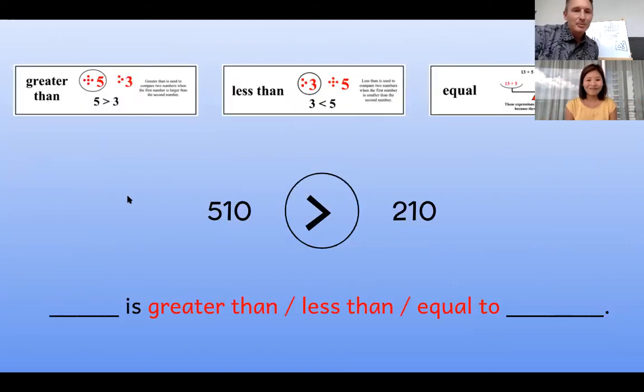Here are some more examples. When we look at these numbers with greater than, less than, and equal to, it's just like reading a book from the left side to the right side. This number is 510. Then I'm going to show my symbol to show that it is greater than 210. Just like we're reading, we read that number first: 510 is greater than 210.